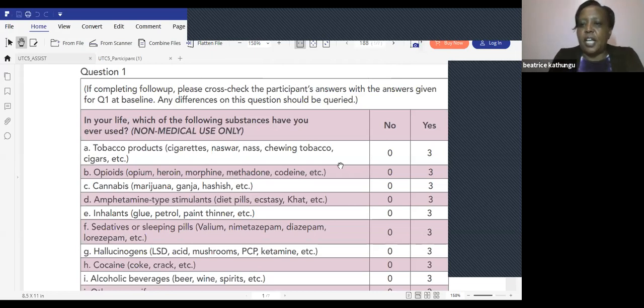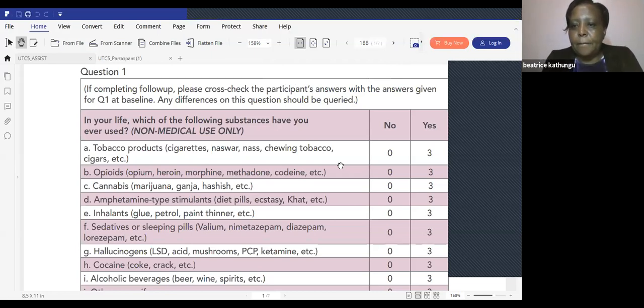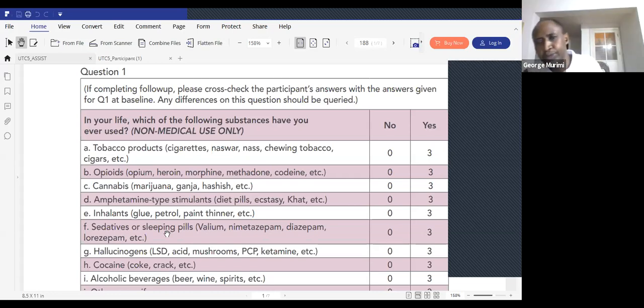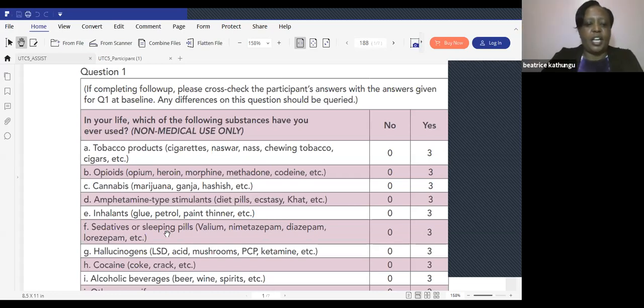Is anybody asking something? Okay, thank you. So we are now on hallucinogens. George, have you ever used any hallucinogen or a substance that alters your perception, such as the ones listed here or any other? No, hallucinogens, no. The answer is no. Okay. George, have you ever used cocaine in whatever form? No, so cocaine is no.